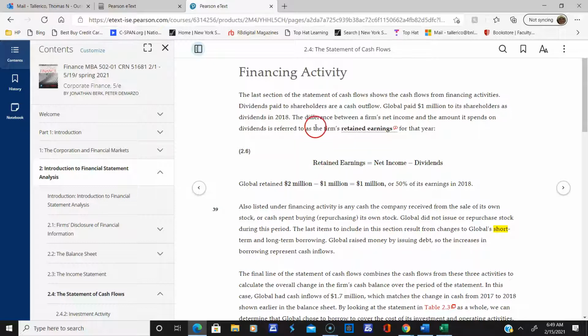So basically, I had mentioned to you that other places have a statement of retained earnings. The difference between a firm's net income and the amount it spends on dividends is referred to as the retained earnings for that year. In your book, they don't show a statement of retained earnings, which other books do. So I just wanted to make that point here. So here's your retained earnings.